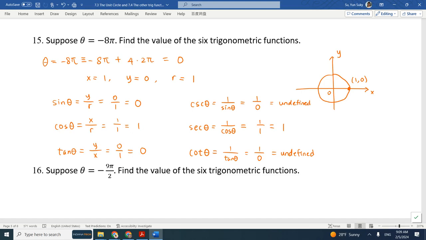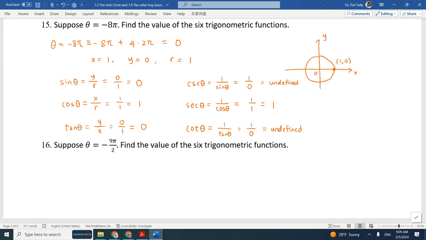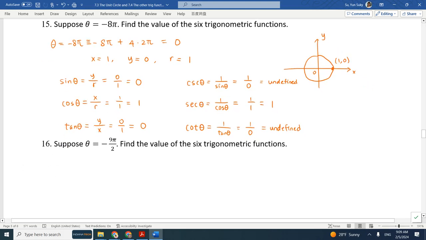Is that okay, everybody? So find the point on the unit circle, and then we can find x, y, r. Then we can find all the 6 trig functions. Okay, good. That's number 15. Any questions on number 15? All good? Okay, number 16.